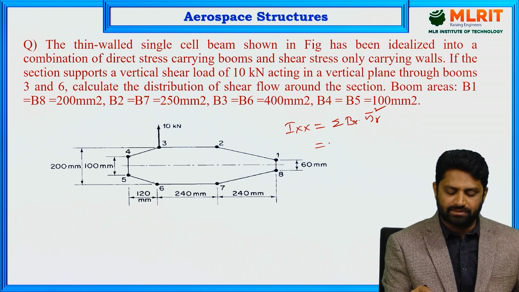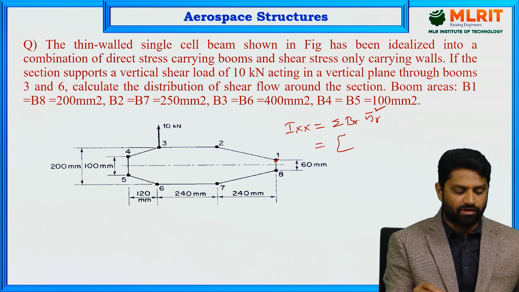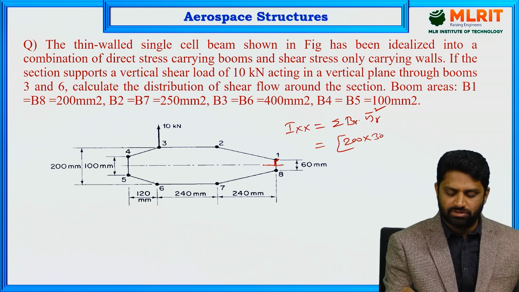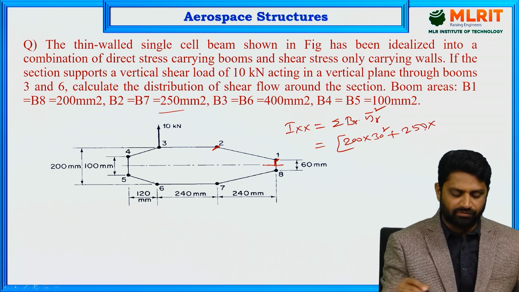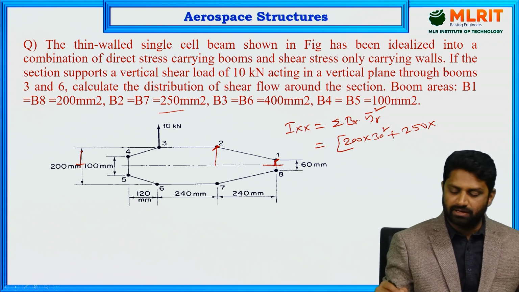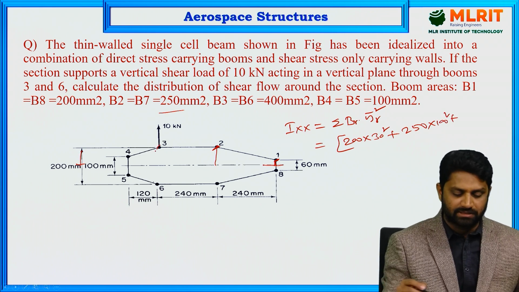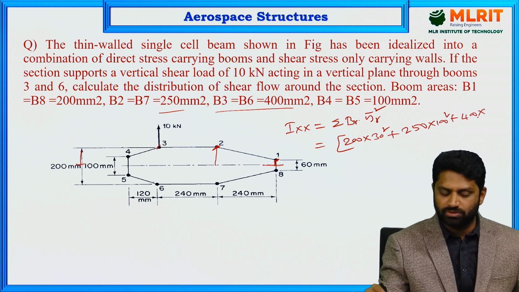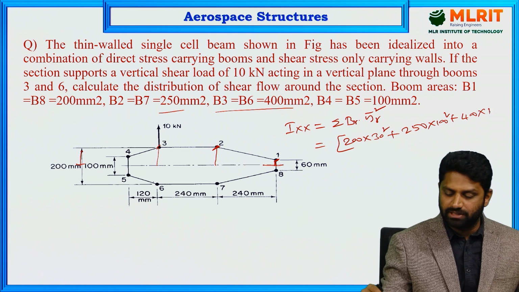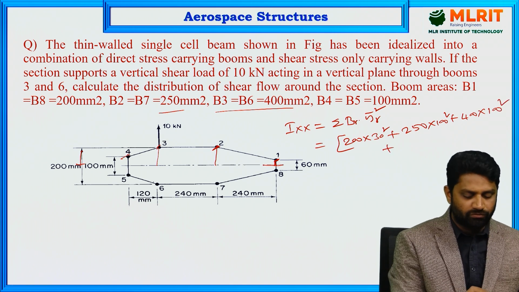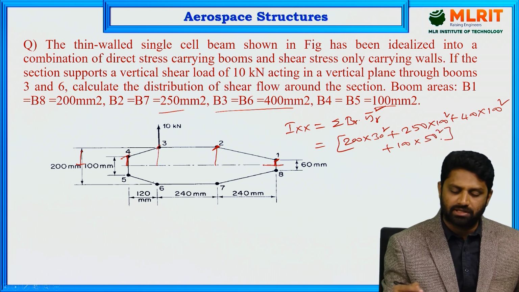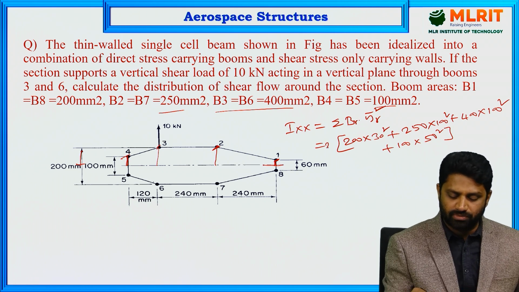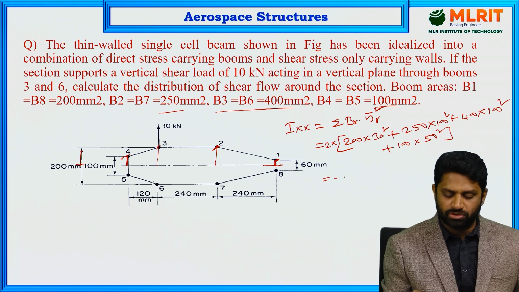Okay, so Ixx, let's write for boom 1: area is 200, and its y distance from the centroidal axis, from here to here, is 30. So we'll write 30 square, plus boom 2: area is 250 into its y distance from here to here, which is half of this, that is 100. So 100 square, plus boom 3: area is 400 into its distance from here to here, again 100, so you write 100 square, plus boom 4: area is 100 into its y distance from here to here, which is 50. So 50 square. So this is above the horizontal axis, so you have to multiply by 2 to get it for the complete section. And if you do so, you are going to get the moment of inertia.